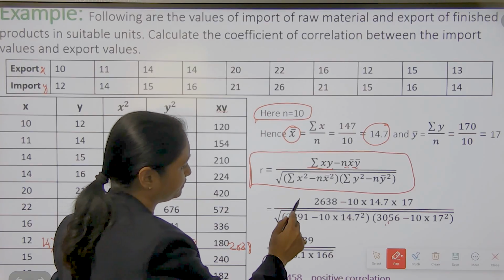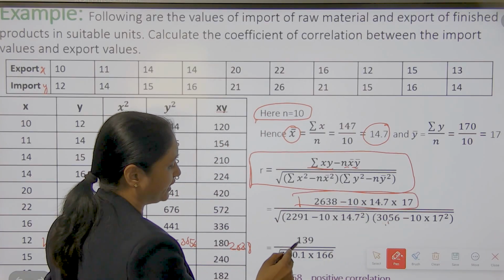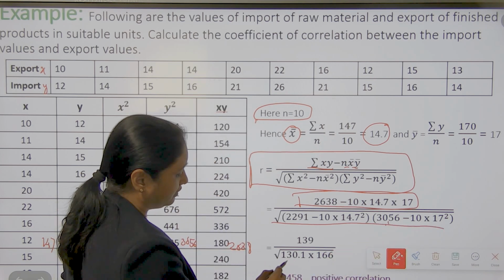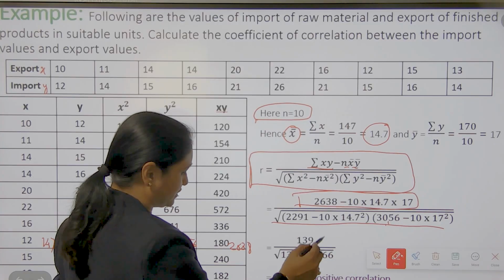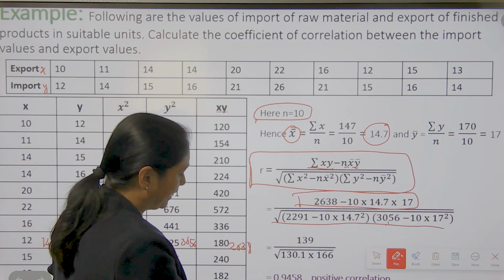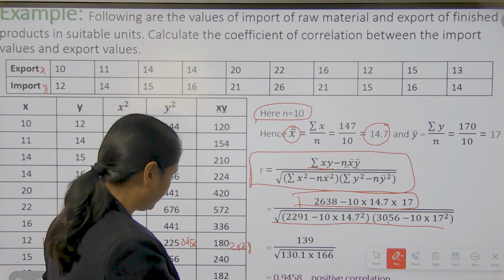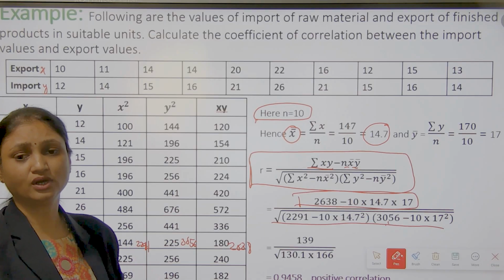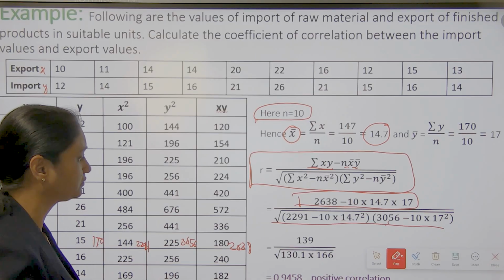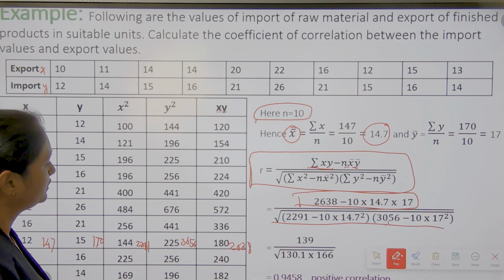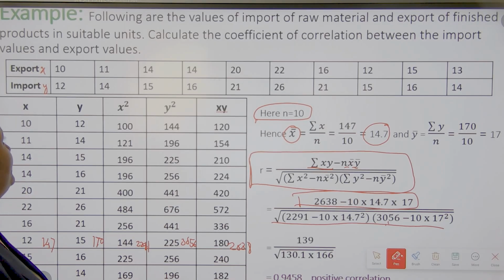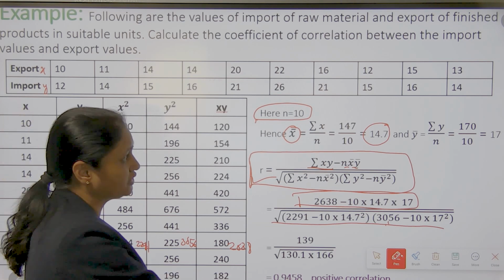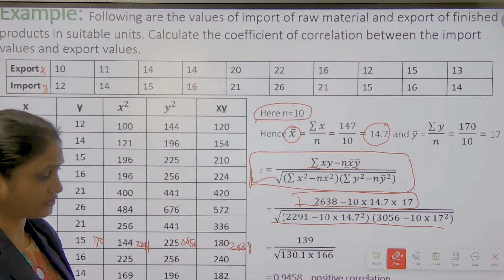So after calculating this we will get 139, and after calculating this we will get square root of 130.1 into 166, and the final answer is 0.9458, and as the value is greater than 0, so it is the positive correlation. So we can calculate the correlation between the import and export values using this formula. So there is a positive correlation between the import values and the export values.